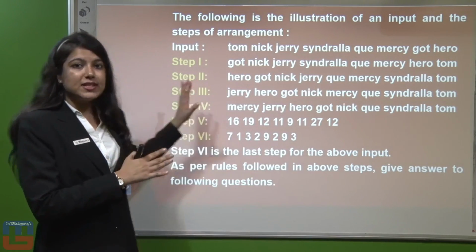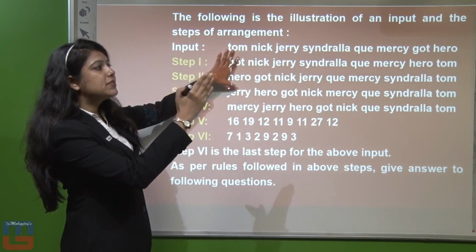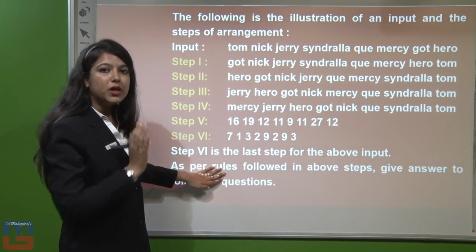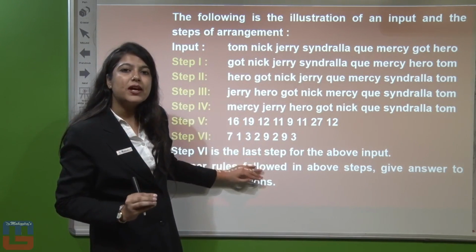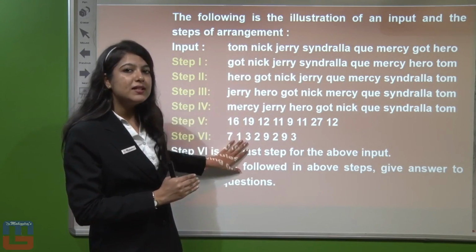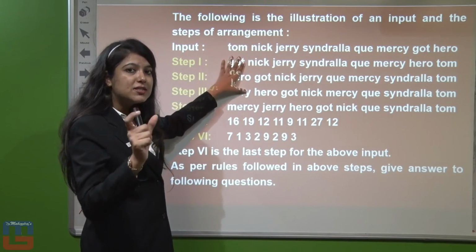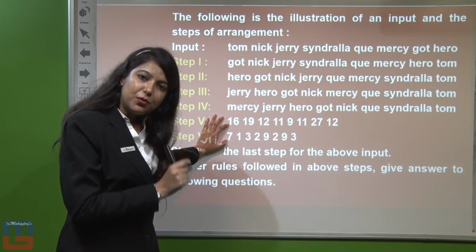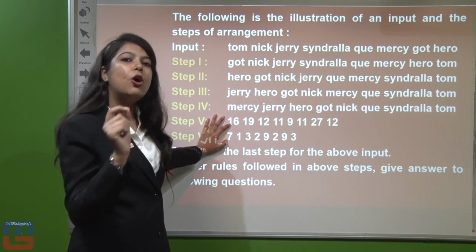In this example, the words are Tom, Nick, Jerry, Cinderella, Q, Mercy, God, Hero, which get arranged one by one and then lastly converted to numeric form. In the input we find only words, and in the last step we get numbers. Don't worry, just relate the input pattern with the steps and you will see that step number 4 relates to the input. According to the input, we just have to analyze the step number 4 arrangement, and from it we can get the pattern, ascending or descending.